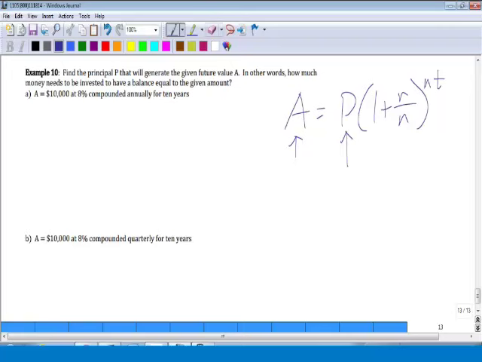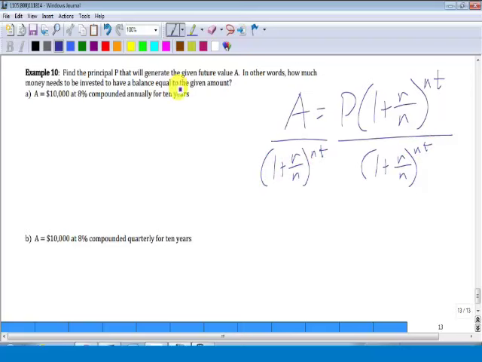What you could do in this case, and I don't think it's a bad idea, is to divide both sides by 1 plus R over N to the NT and actually solve the equation for P. Divide it by 1 plus R over N to the NT, so that what you get is P equals A over 1 plus R over N to the NT, because what's unknown here is the present value.